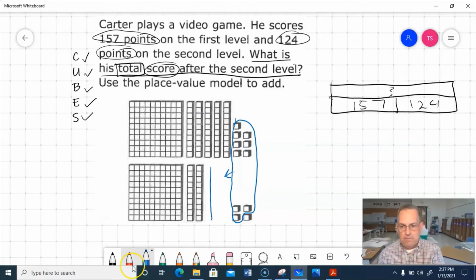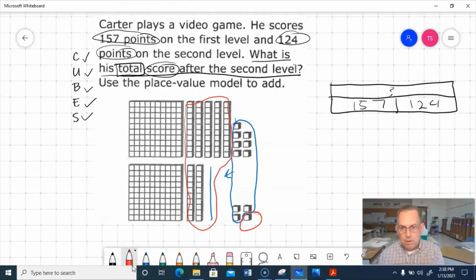So now I have 1 left right there in the ones place. Now look at the tens place. I got 1, 2, 3, 4, 5, 6, 7, 8. So I have 8 tens. So that looks like 80 right there.